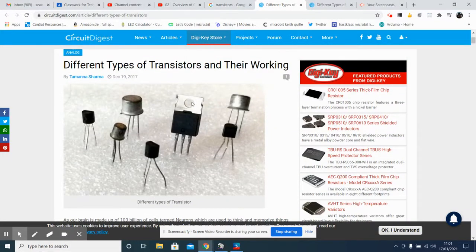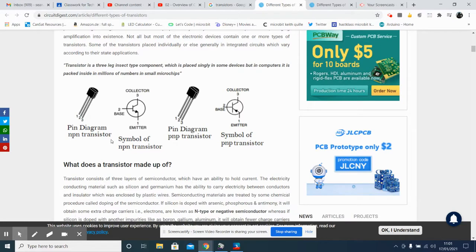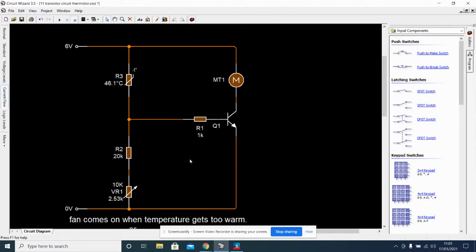There are many different types of transistors, as seen in this picture here, and we'll be looking at the transistor circuit now in relation to an NPN transistor with 3 pins on it: emitter, base, and collector. Now, a transistor does two things. It can amplify current in a circuit, and it can act like a switch.